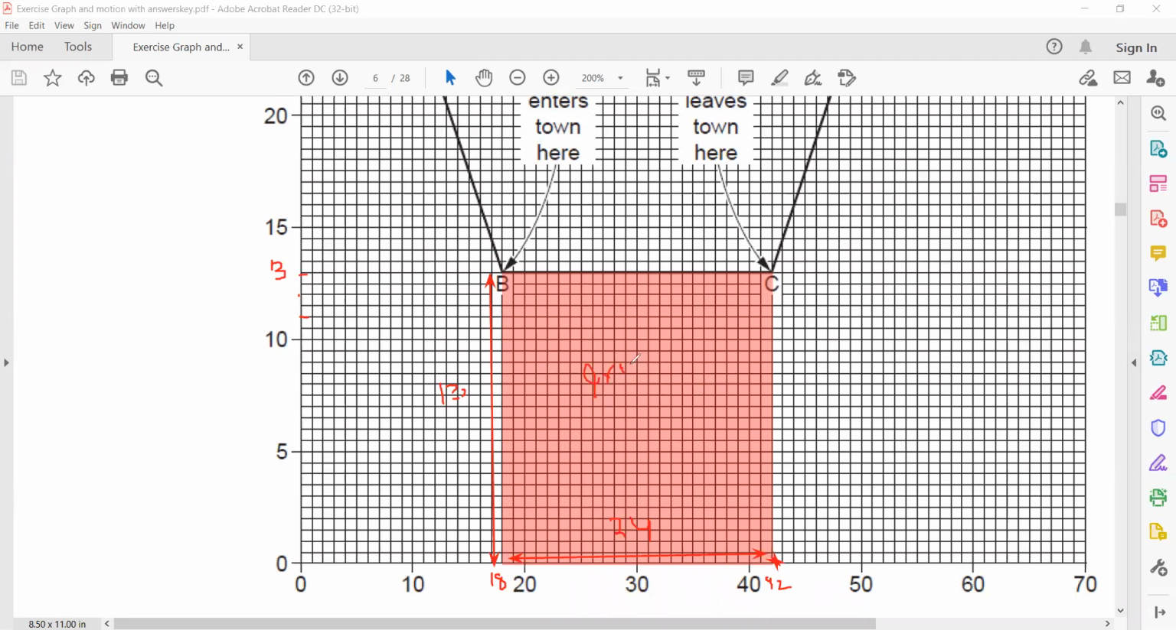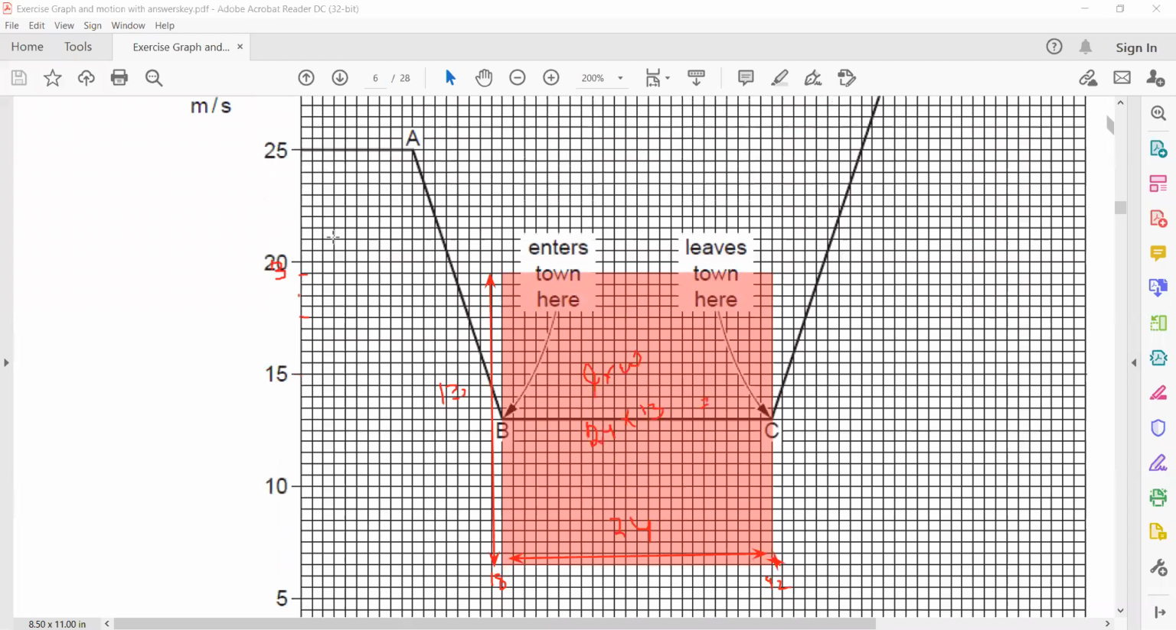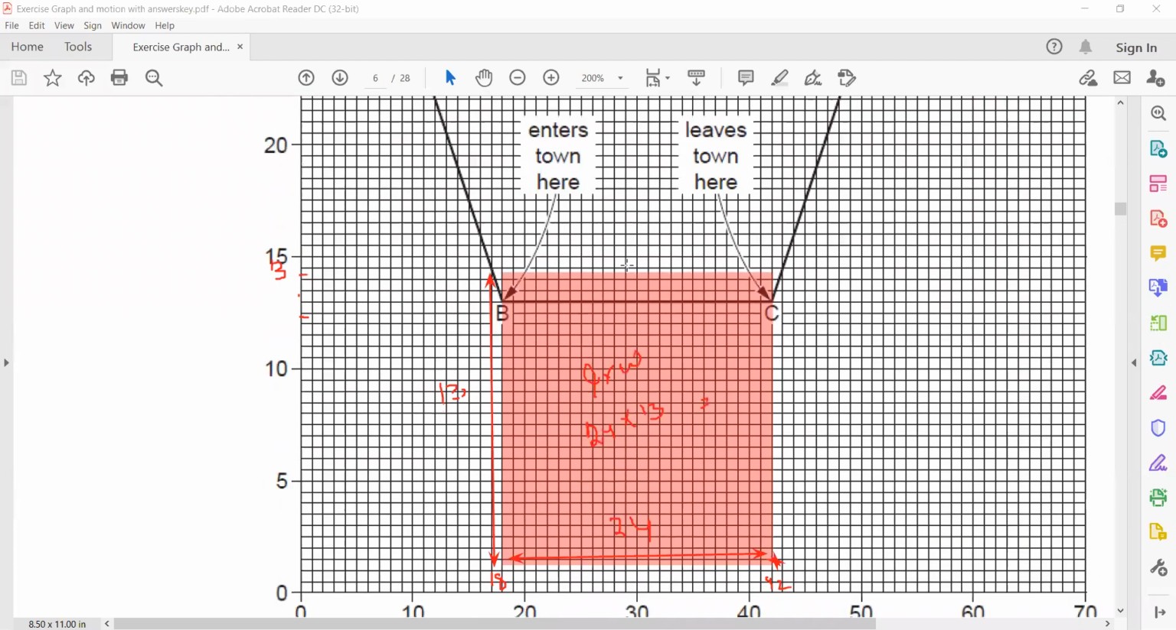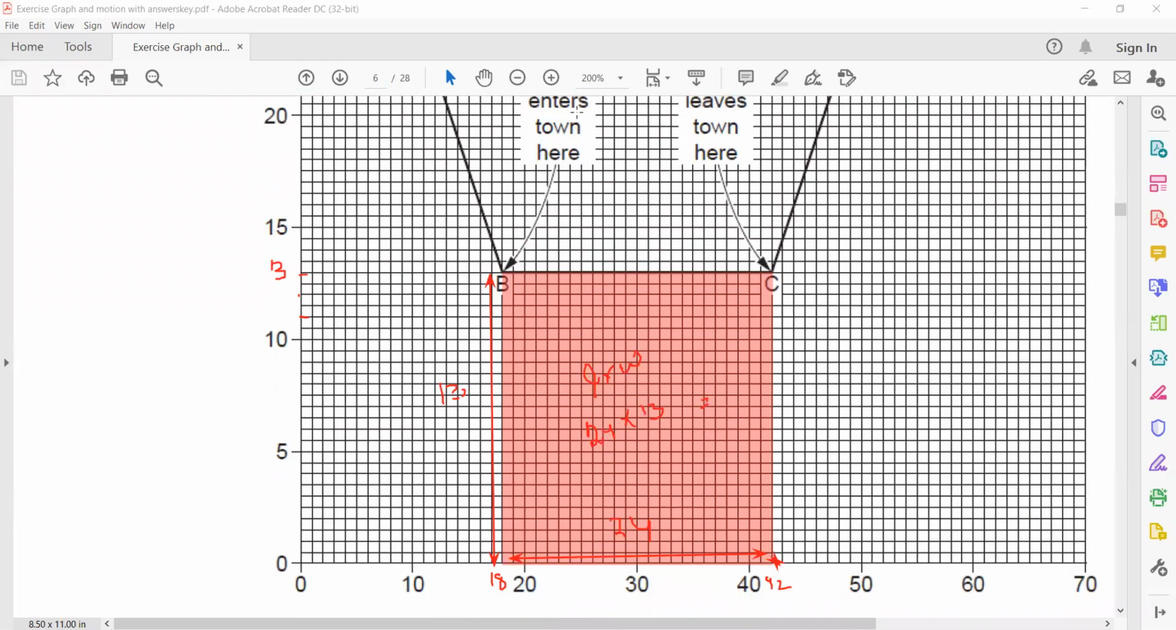Is it length into width? Length is 24 and width is 13, so you will multiply 24 by 13. You will get 312. As the speed is given in meters per second, we get this as 312 meters. So 312 meters will be the right answer.